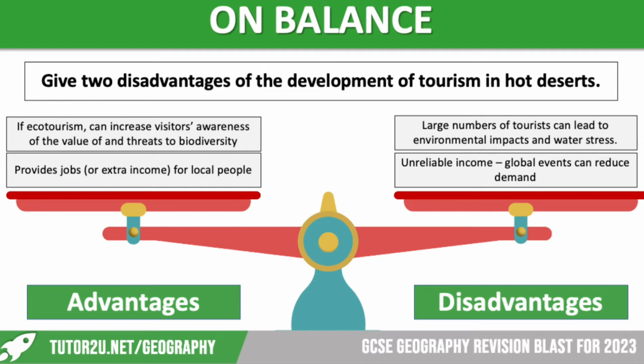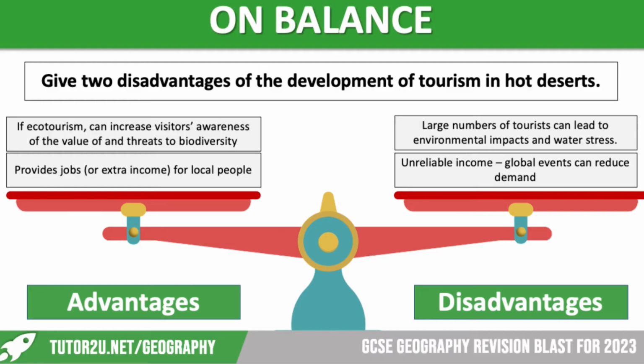Right, let's see what you could have said for your disadvantages. Firstly, large numbers of tourists can lead to environmental impacts, but it can also lead to water stress. Water stress was already mentioned, and it was a big part of the Western Desert case study. You've got things like those great big huge hotels in Las Vegas that have a really high demand for water in an area where there really isn't enough. And it was also quite unreliable in terms of income.